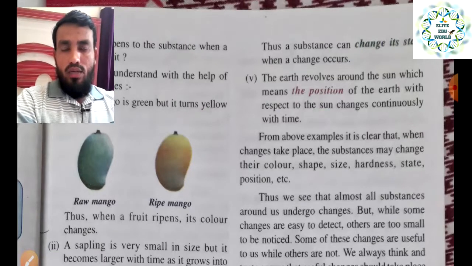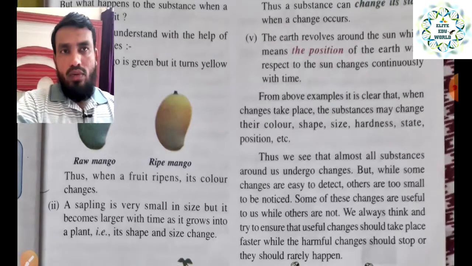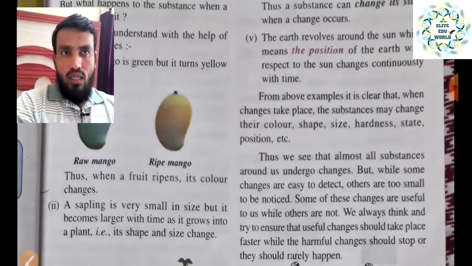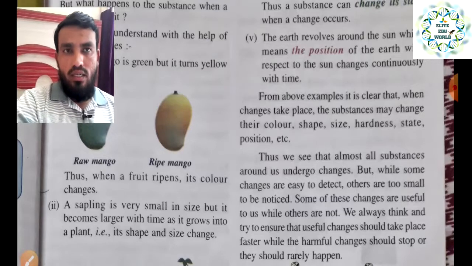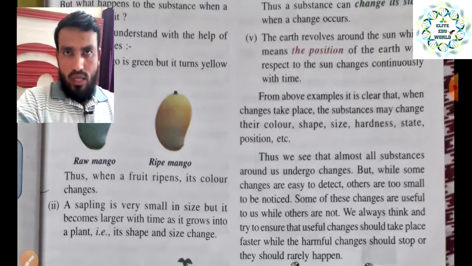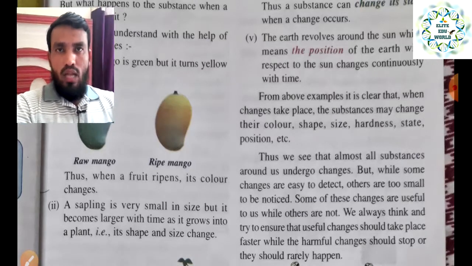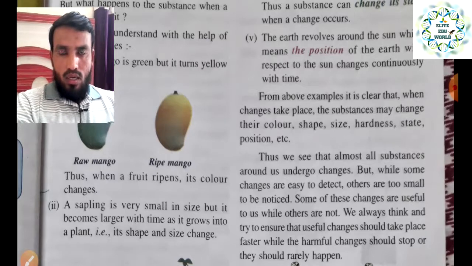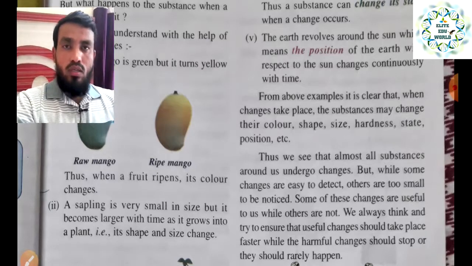So these are several kinds of changes. From the above examples, it is very clear that when changes take place, substances may change their color, shape, size, hardness, state, position, etc. So many changes are there. This is very clear. Whenever a change happens in some substance, it depends on the substance and it depends on the change.